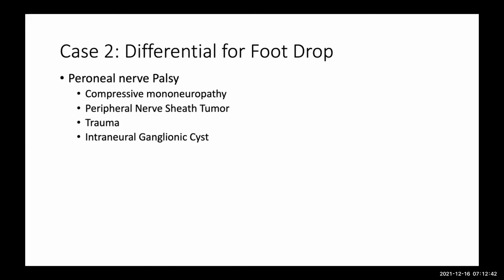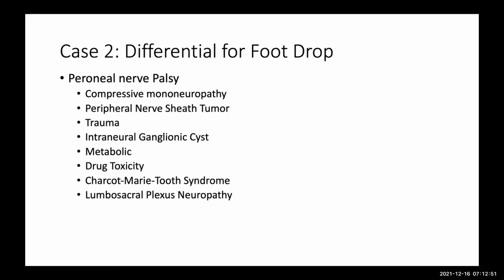You can also have something that's really rare called the intraneural ganglionic cyst. And then you can have metabolic things, drug toxicity, Charcot-Marie-Tooth syndrome. This is really just a review for your boards. Lumbosacral plexopathy. But since this is a neurosurgery neuropath conference, we all know this is going to be surgical. So I gave it away here already. The nerve root, if you go more centrally, that's most commonly associated with foot drop is going to be L5.